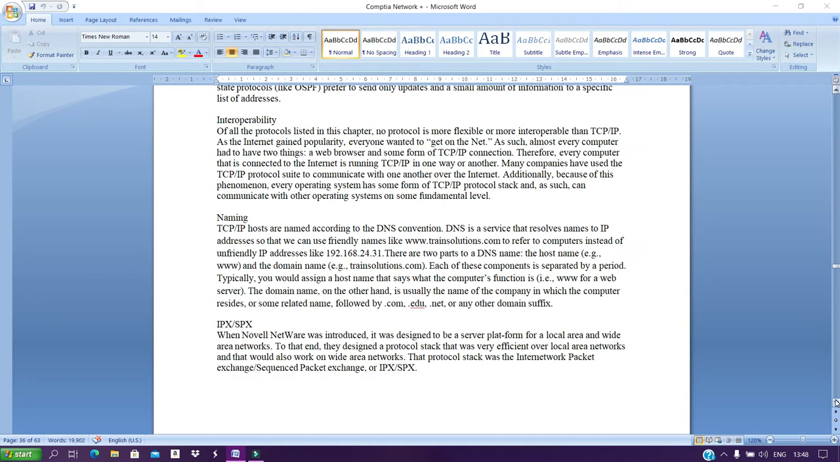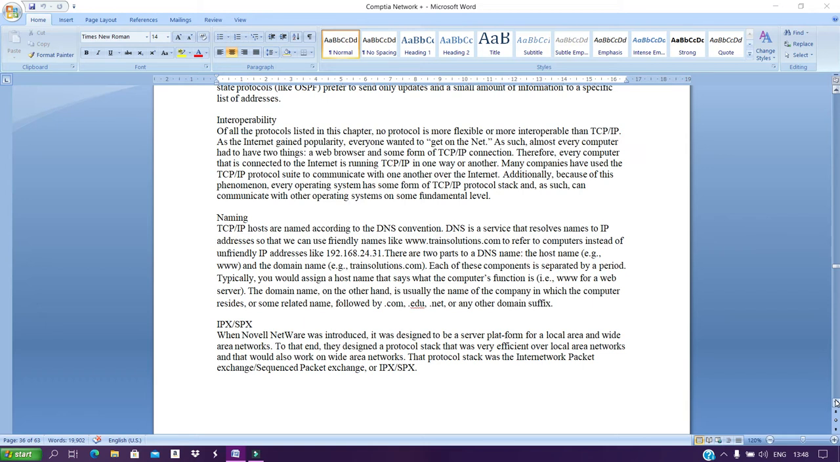Naming. TCP/IP hosts are named according to the DNS convention. DNS is a service that resolves names to IP addresses so that we can use friendly names like www.trainsolutions.com to refer to computers instead of the unfriendly IP address like 192.168.24.31.